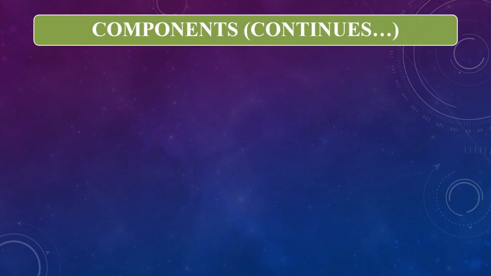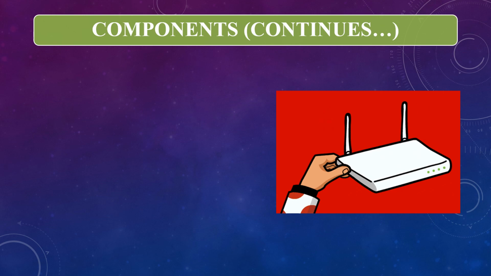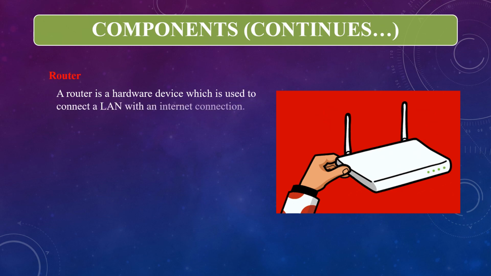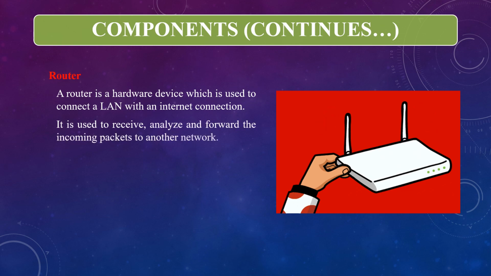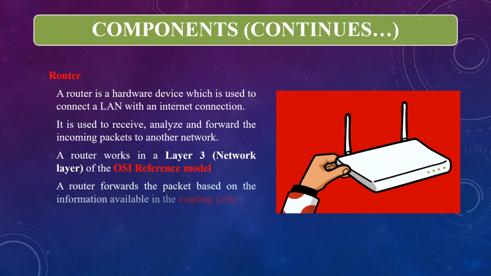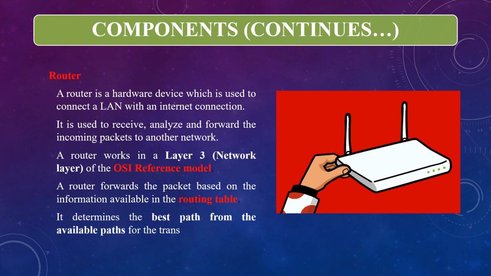The next topic is routers. The image represents the router. A router is a hardware device which is used to connect a LAN with an internet connection. It is used to receive, analyze, and forward the incoming packets to another network. A router works in layer 3, that is the network layer of the OSI reference model. A router forwards the packet based on the information available in the routing table. It determines the best path from the available paths for the transmission.